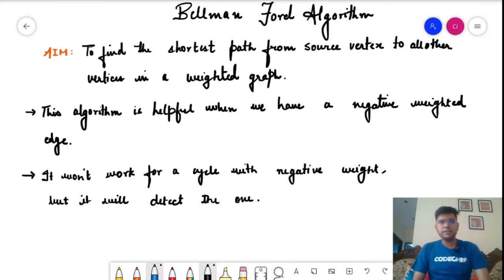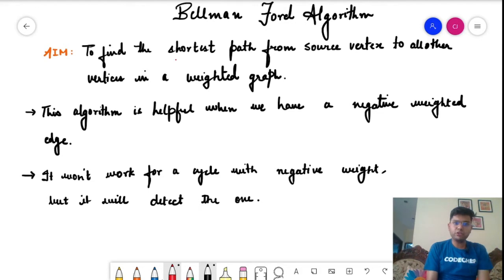Okay guys, so now let's start a discussion on the Bellman Ford algorithm. Let's start with the aim. What is the aim of this algorithm? The aim is similar to what we have seen in Dijkstra's. If you have not watched the Dijkstra's algorithm video, you can watch it as well, it will give you much more insight, and the link is in the description. So the aim is the same.